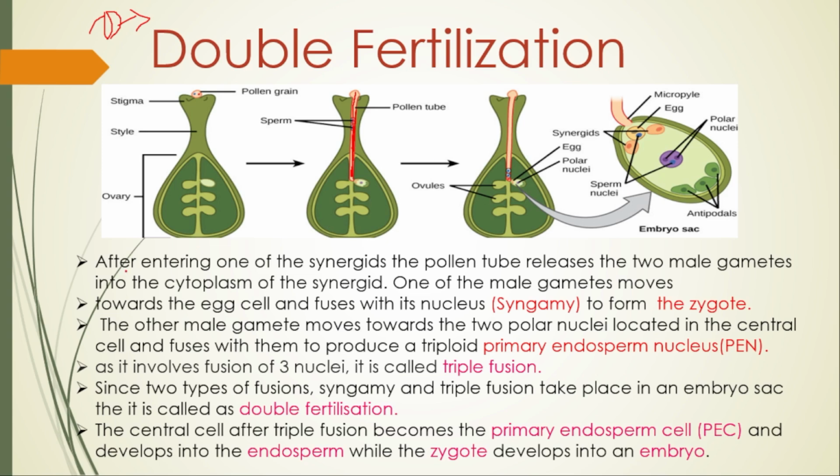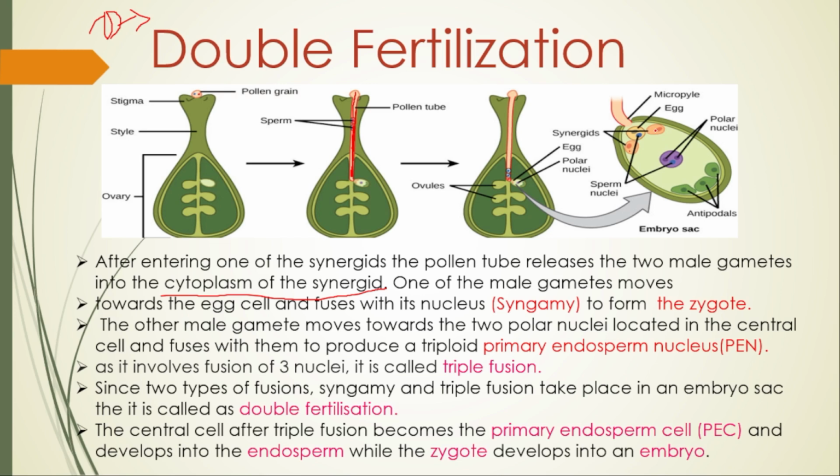So what happens after the pollen tube enters one of the synergids? The pollen tube releases the 2 male gametes into the cytoplasm of the synergid. It is going to release its male gametes into the cytoplasm of one of the synergids. See here, there are 2 synergids, this one and this one.